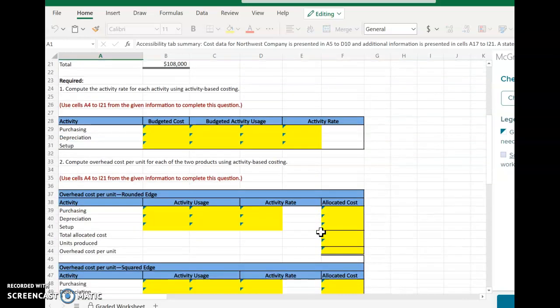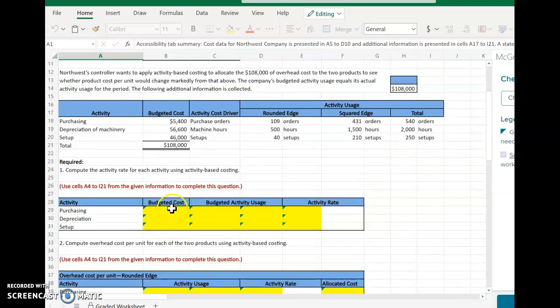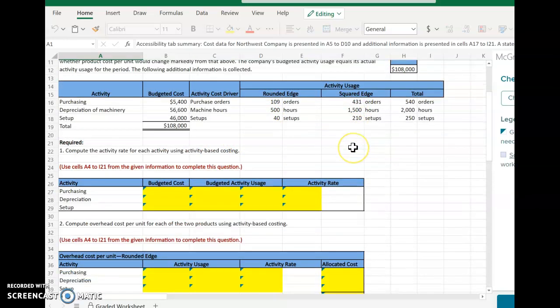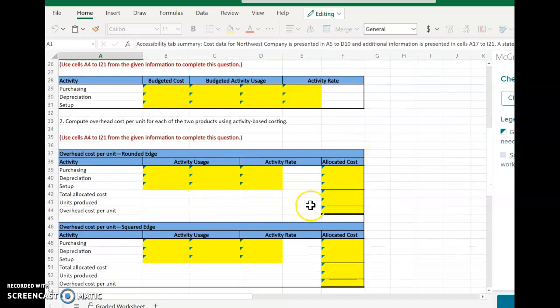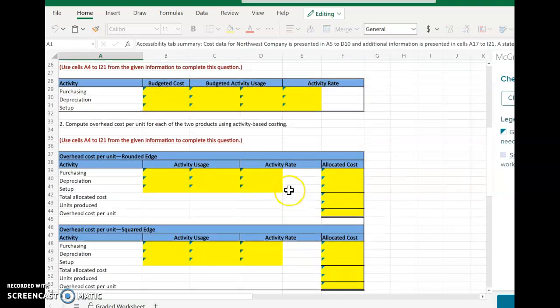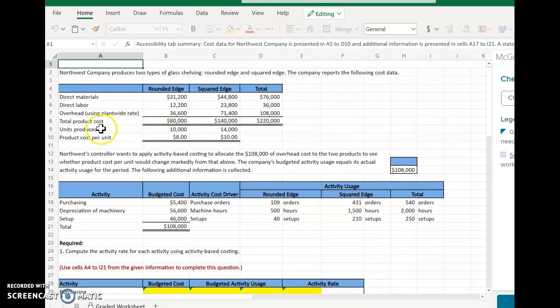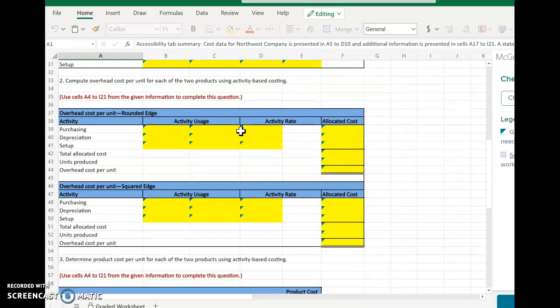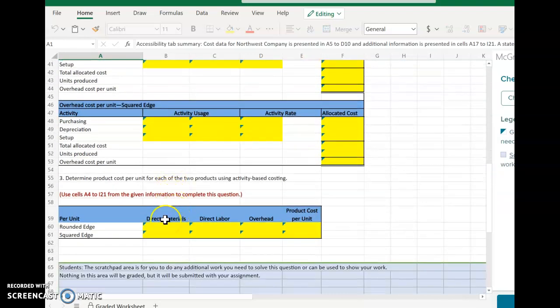And then we'll use those activity rates and multiply it by the activity usage. So first we'll do rounded edge. So here will be the activity usage for rounded edge, and then here will be square edge. And so we'll divide by the units produced to get the overhead cost per unit. So we'll get the units produced up here for rounded edge and square edge. Okay. And then we're going to calculate the cost per unit.